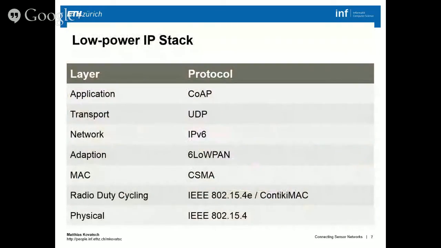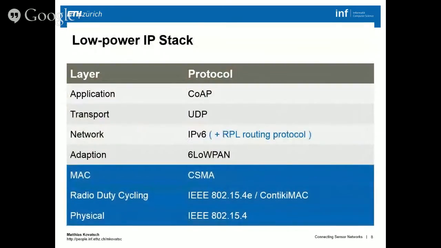Here you can see a normal low-power IP stack. What you have at the bottom is usually what we had in wireless sensor networks. So there's, for instance, this 802.15.4 radio. That's the one that was also used for Zigbee. So it's often called the Zigbee radio, although Zigbee does more than just the physical and MAC layer. There are things like radio duty cycling that was developed in the area of wireless sensor networks to save energy, to be able to communicate, but with a very, very low duty cycle and still fulfill the needs of the application.